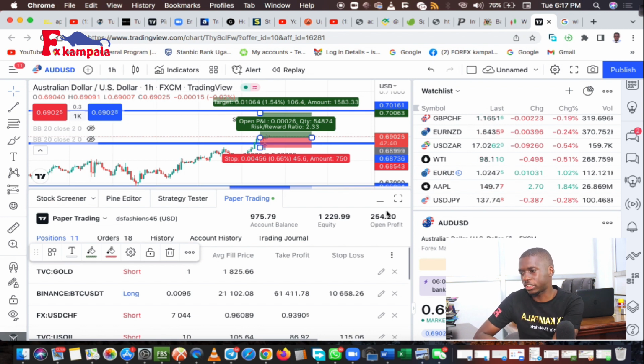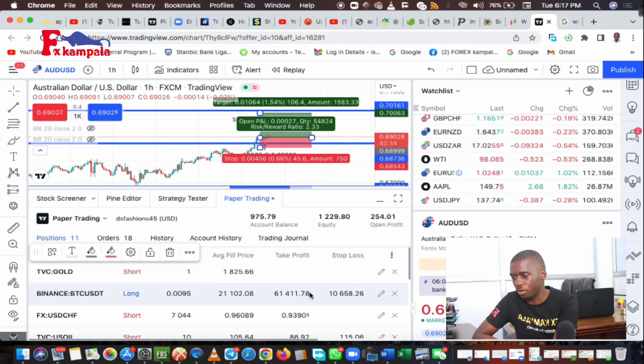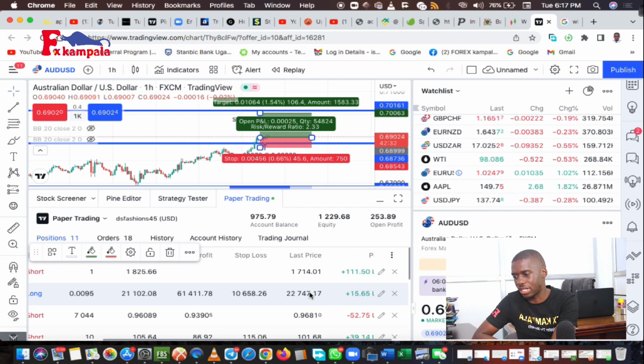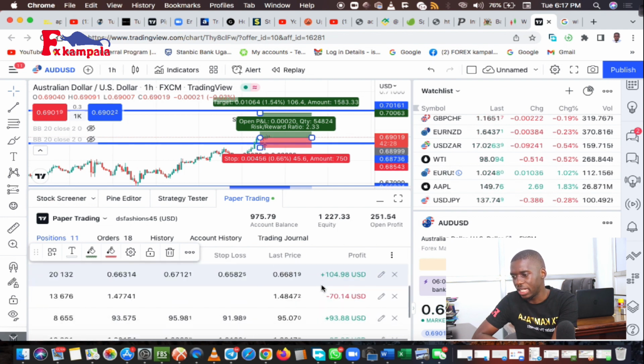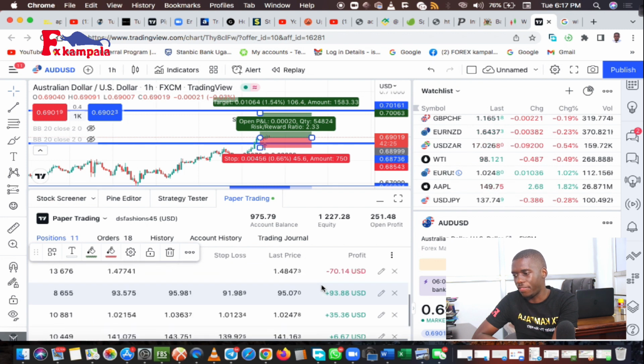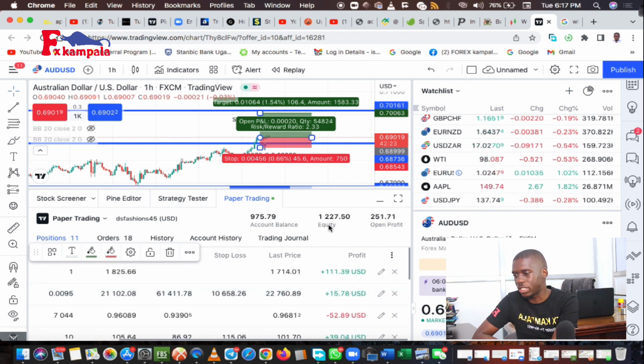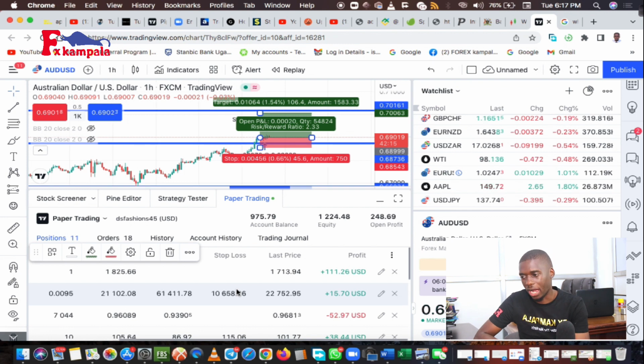Of course, when you look at me, I already have a demo account, a paper account, and if you look, I have trades that are already running. You can see they're already running. This is the equity, this is my account balance, and the open profits. So this is the demo account, the paper account created.